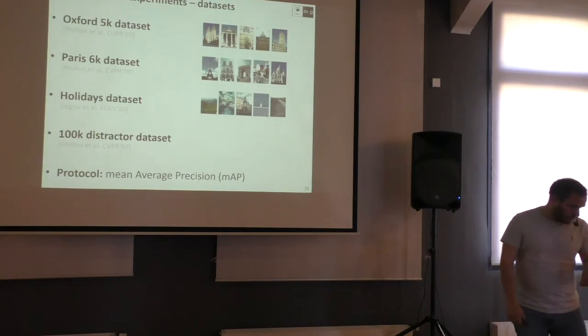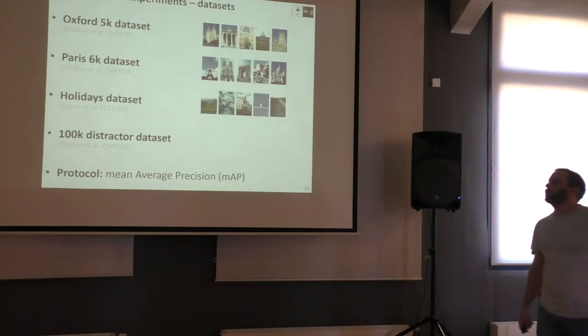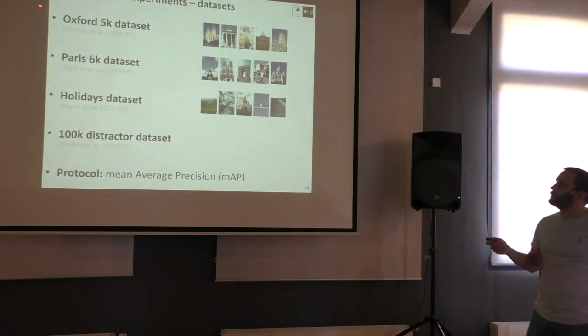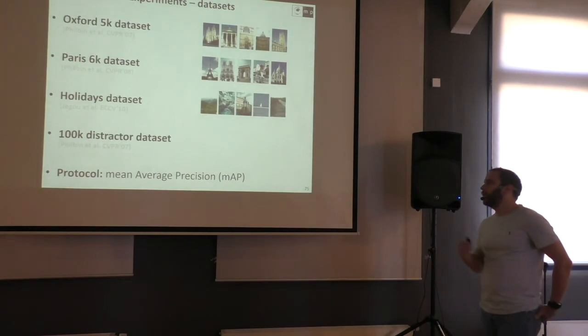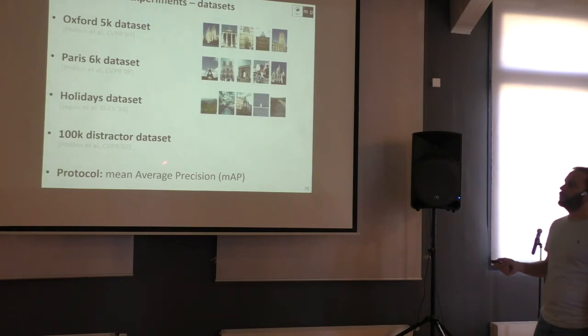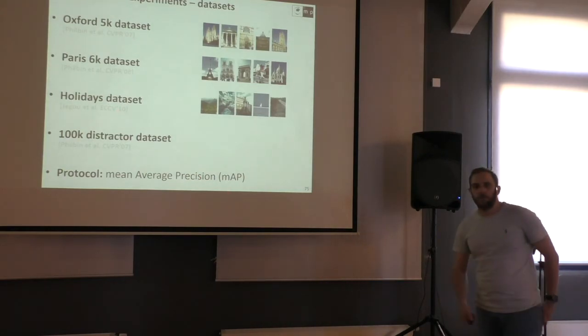At the end, I'll just go through the results. We used standard image retrieval datasets like Oxford, Paris, and Holidays. Oxford and Paris contain landmarks from Oxford and Paris. Holidays contains some landmarks, but also some generic scenes like beach, sea, stuff like that. And we used a 100K distractor dataset. All these datasets are labeled so that we can actually measure the performance.